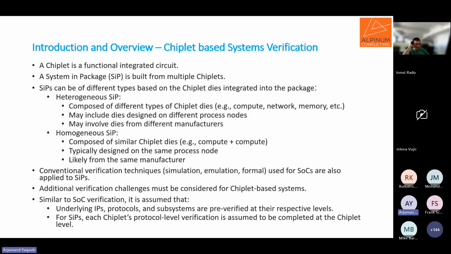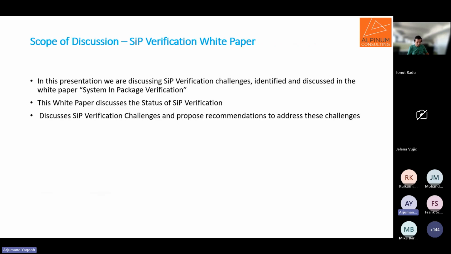For example, when we verify an SOC, we go with the assumption of pre-verified IP-level blocks, and we build over that for the SOC verification. It will be the same thing with the SIP, where we will start with chiplets which are pre-verified, along with the verification environment that we have received, and we are going to integrate them into the SIP and verify it. The scope of this presentation is based on that white paper, which is in development and discusses all the challenges and recommendations.